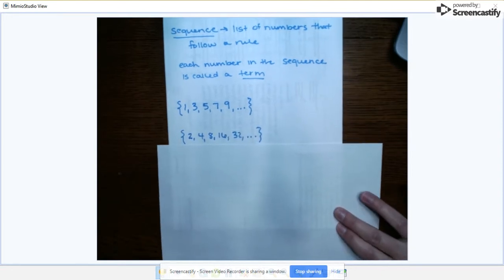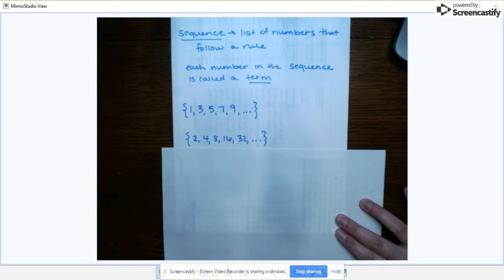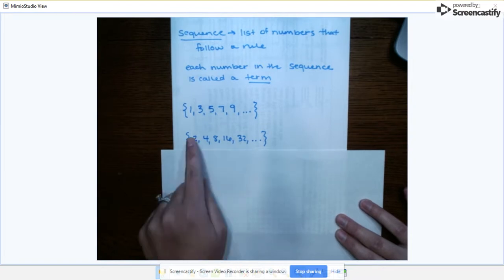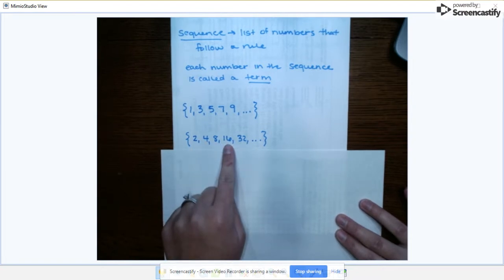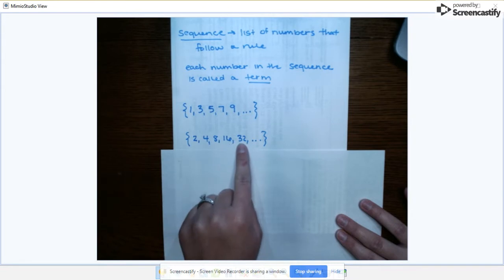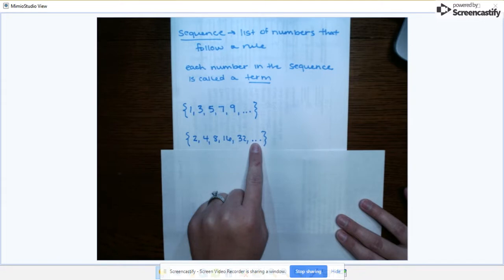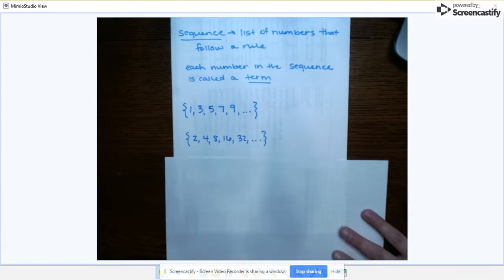Okay, 2, 4, 8, 16, 32. That's also a sequence. It has a rule. We're multiplying by 2 every time. Okay, again, every single one of those numbers is a term. 64 would be our next number. That's also a term.